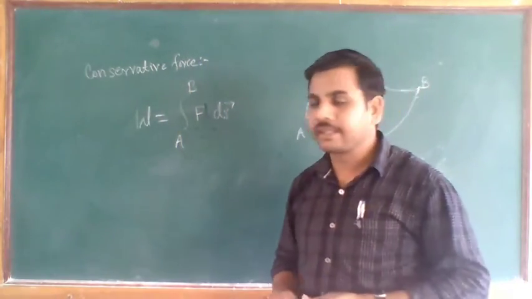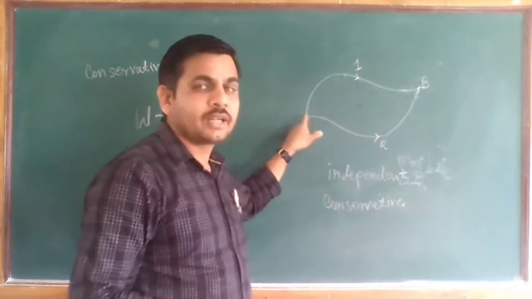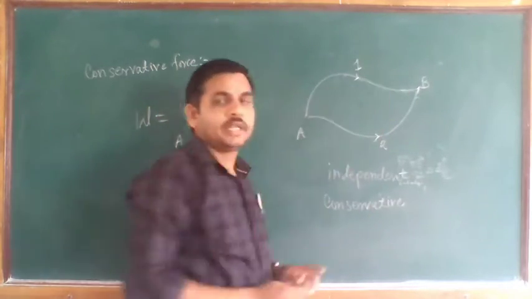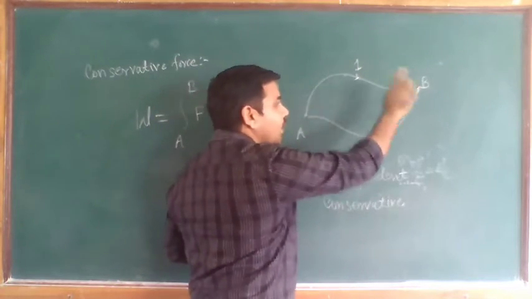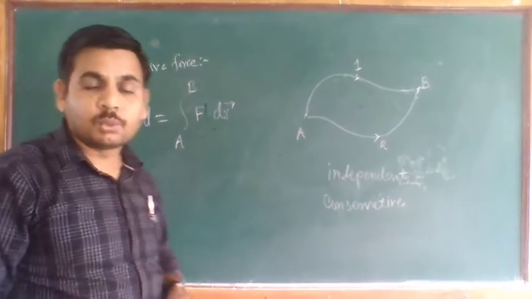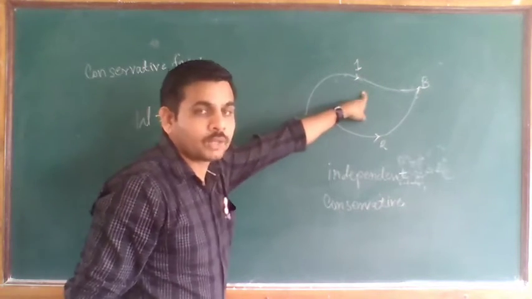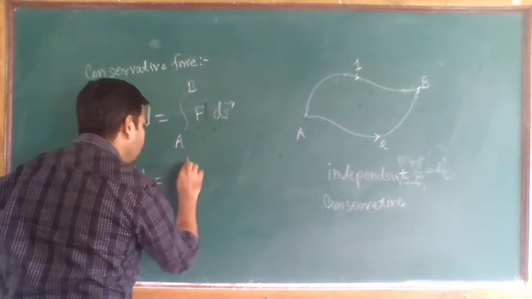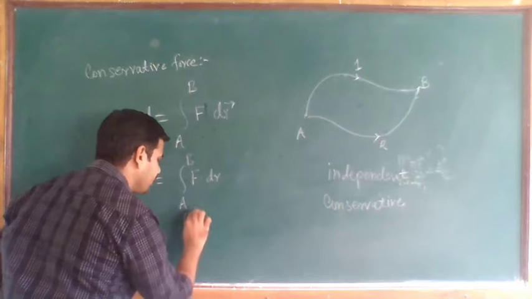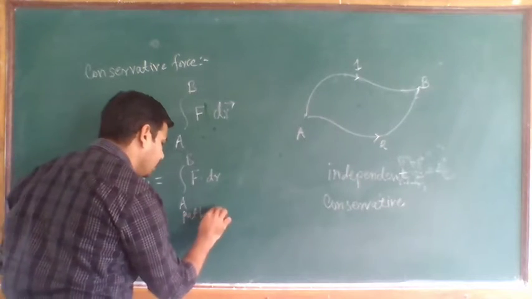Okay, so we are considering again this figure. Again we consider the particle here. We apply the force, and this particle moves along path 1. We can define the work done W1, from A to B, of F dot dr along path 1.